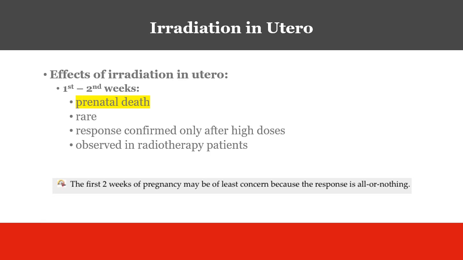Irradiation in utero occurred within population groups such as A-bomb survivors. So the women were carrying children while they were pregnant when the bombs were set off, and unfortunately the embryos and fetuses were affected. If the woman was within the first 2 weeks of the pregnancy, what they found with this group and with other groups was what's called prenatal death. And that's a spontaneous abortion where the child is aborted automatically.